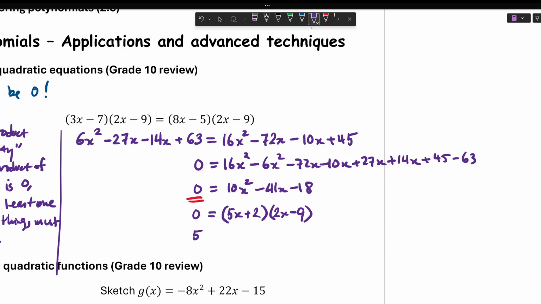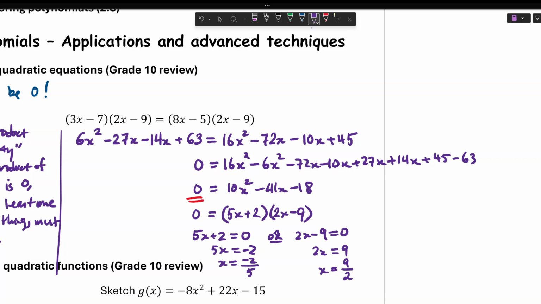And then finally, you're going to say either 5x plus 2 is equal to 0, or 2x minus 9 is equal to 0. You solve for x in each case, and you're going to get x is equal to negative 2/5, or x is going to be equal to 9 over 2. Two different answers. Okay, so this kind of works whenever you have something that's kind of messy. If you expand it and just move everything to one side and factor, theoretically it should work.